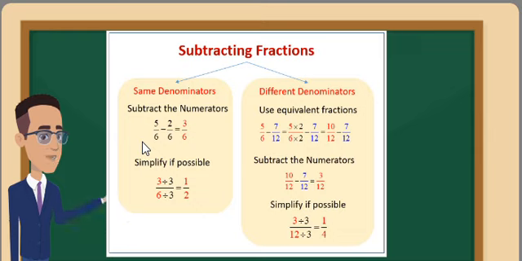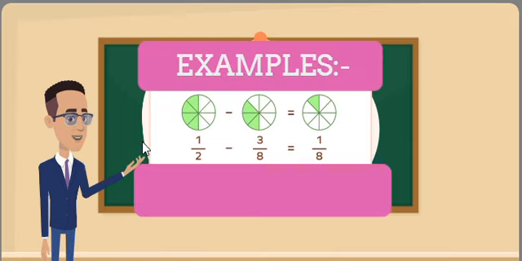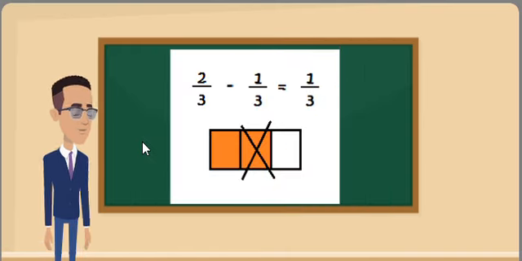Like for example, 5 by 6 minus 7 by 12. Here we have to make the denominators the same. We get the answer as 3 by 12. Example, half minus 3 by 8, that is 1 by 8. 2 by 3 minus 1 by 3, that is 1 by 3.